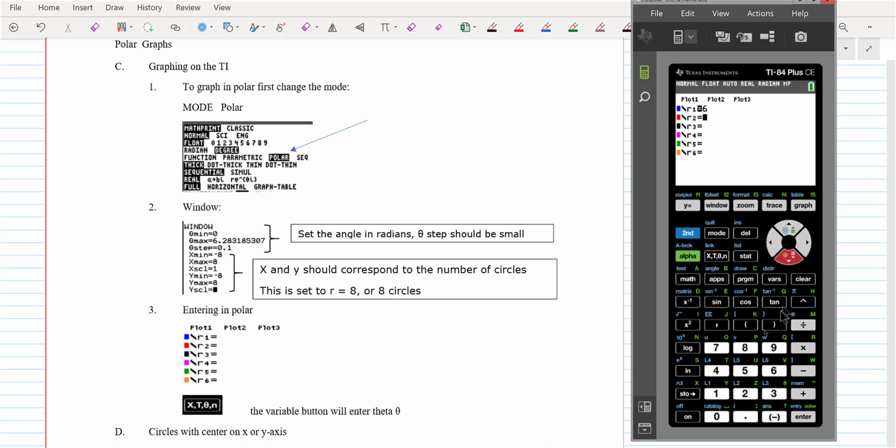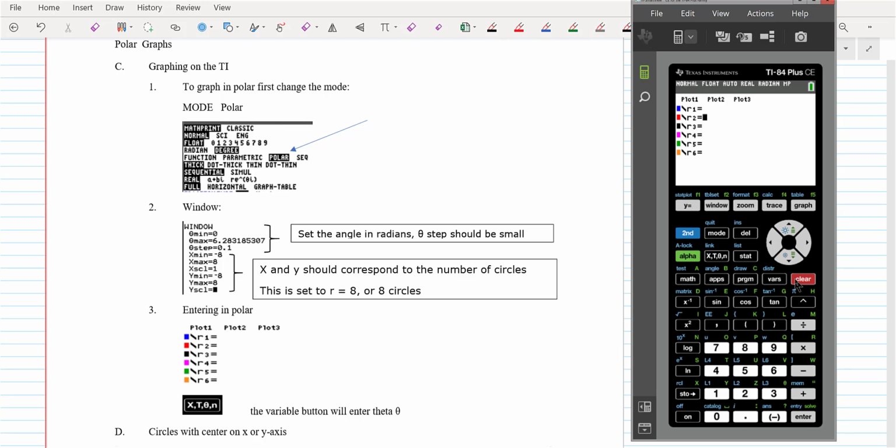And you can do all kinds of stuff on this. You could make yourself a dartboard if you wanted to. Polar graphs can be really interesting in general. So you want to get everything set up, your window set up, and then your graphs, your equations always have to be solved for r. Okay? Everybody okay with your calculators?